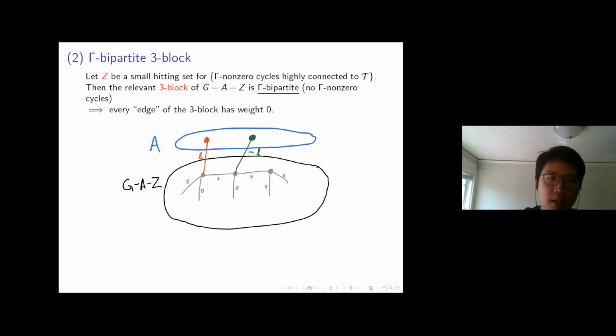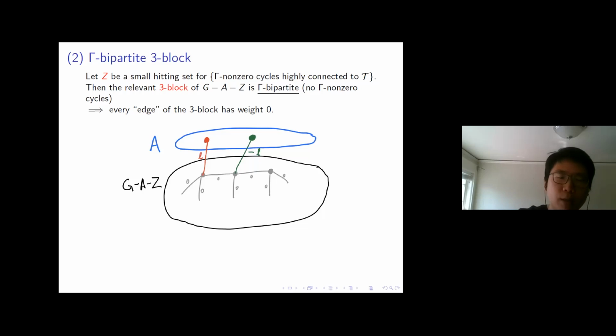So think of this black part of the picture. That's some 3 block of the remaining graph that's highly connected into the tangle. And every edge of the 3 block has weight 0. So if I can find paths from A of, let's say, some weight L to one of these vertices and minus L to some other vertex, then I could just link these up in the 3 connected part to get an A path of weight 0.